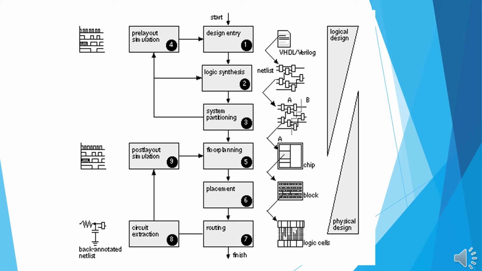VLSI design is split up into front-end design using HDLs and back-end design or physical design. This design flow starts with system specifications. Design entry can be done using hardware description languages like VHDL or Verilog or schematic entry. After completing HDL code, logic synthesis is performed. Synthesis converts VHDL statements into a netlist. Netlist means logic cells and connections.